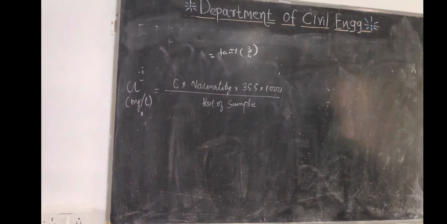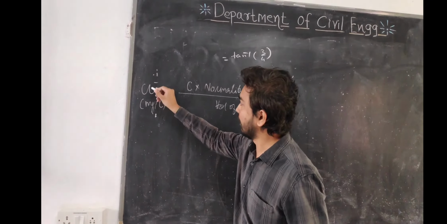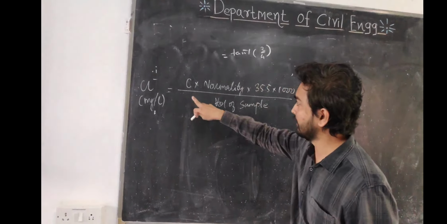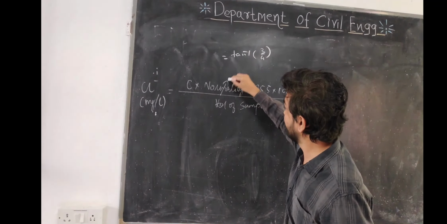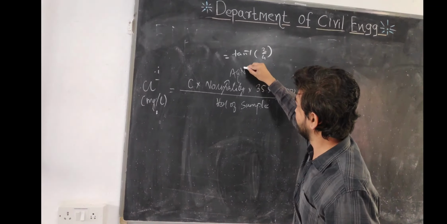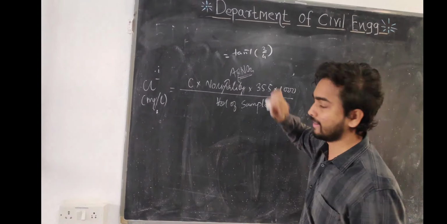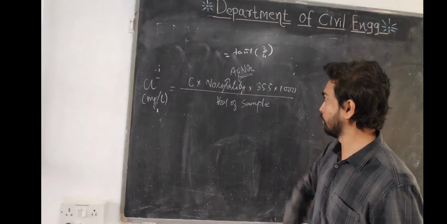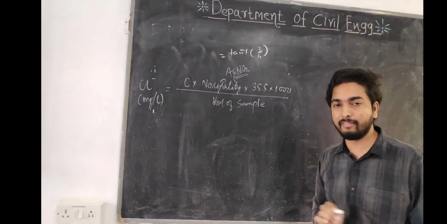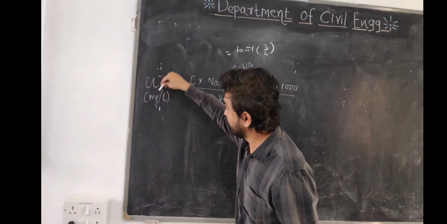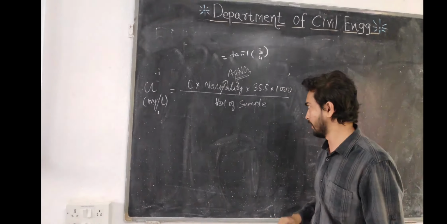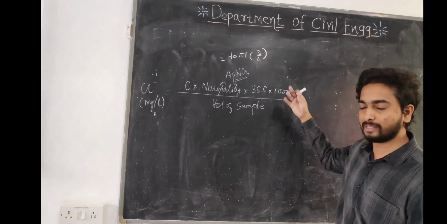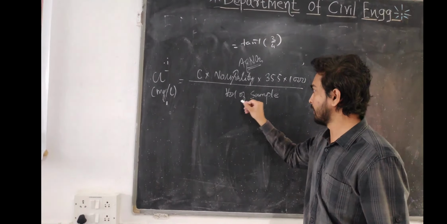Now, to determine the chloride content, what is the formula? The formula is the volume of AgNO3 multiplied by the normality of AgNO3, whatever normality we have taken. Next is the equivalent weight of chloride. Since we are calculating chloride, the equivalent weight of chloride is 35.5. Multiply by 1000 to convert the value, divided by the volume of sample.